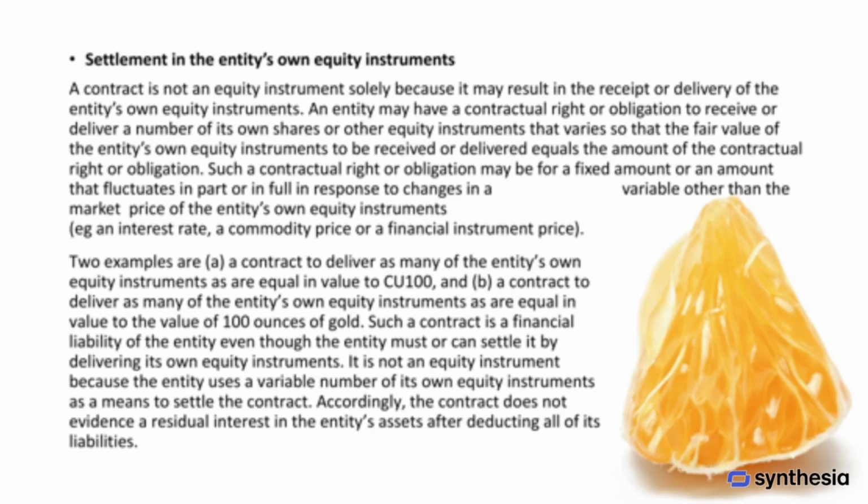For example, a contract that requires the entity to deliver enough of its own shares to equal a value of 100 currency units or to match the value of 100 ounces of gold is considered a financial liability. Even though the entity may settle the contract by delivering its own equity instruments, it is not classified as equity because the entity uses a variable number of shares to settle the contract. Therefore, the contract does not represent a residual interest in the entity's assets after liabilities are deducted.